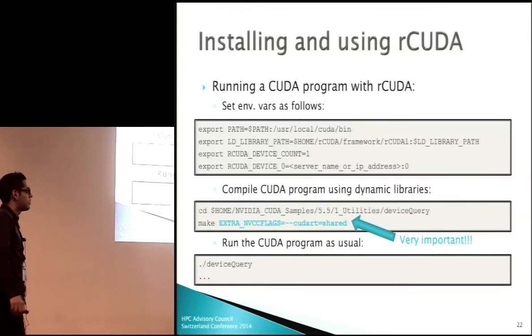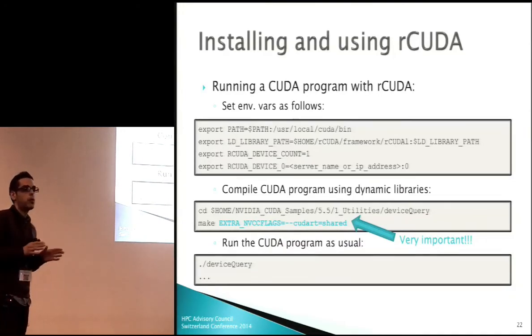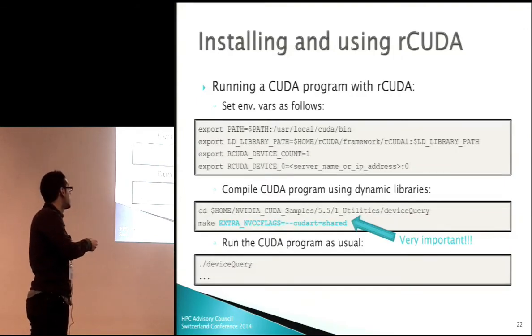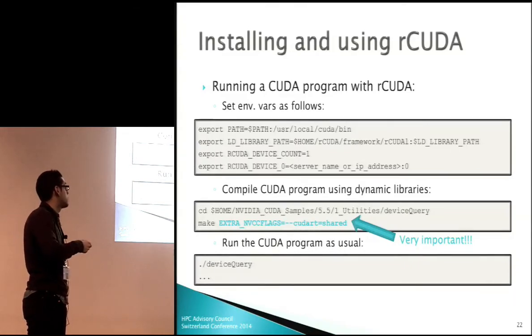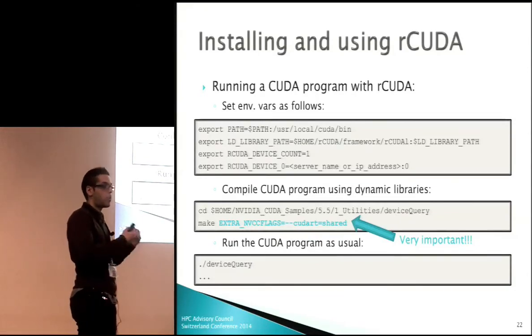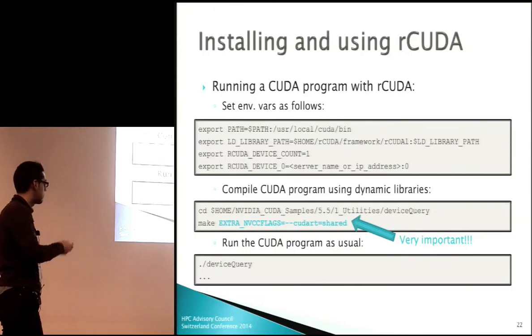till CUDA 5.0, we don't have to do anything to our applications, but since CUDA 5.5, we have to recompile them. I mean, by default, in CUDA 5.5, CUDA programs are compiled using static libraries. We just must recompile them, indicating this extra flag, which is provided by NVIDIA, and which allows me to compile the programs using dynamic libraries. I need dynamic libraries because I want to substitute the original CUDA library by the rCUDA library in execution time. Okay, but that's recompiling with that flag.